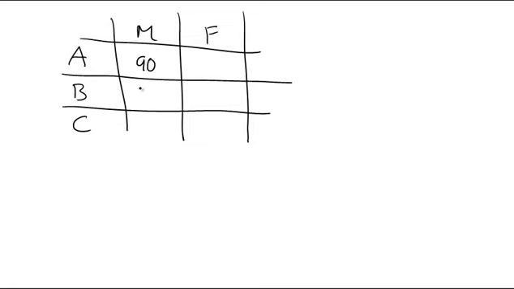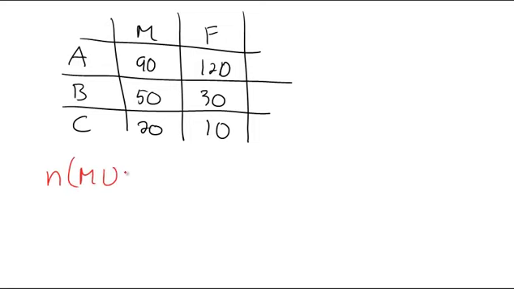How about 90, 50, 20, 120. I'm leaving them all with zeros to make the math easier. 30, and how about 10? Okay, so now they can ask any question you want, and it's really just a matter of counting up the things that satisfy that question. So let's try the first one in red. How about the number of things in M union B? So that's saying the number of things that are either male or in the B category or both, right?